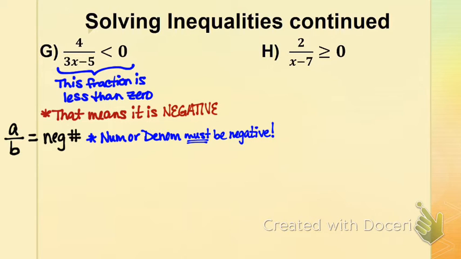You guys said my numerator's not a negative number, and it can't be made into a negative number. So what would have to be negative? Denominator would have to be negative. 4 is positive. So 3x minus 5 must be negative.